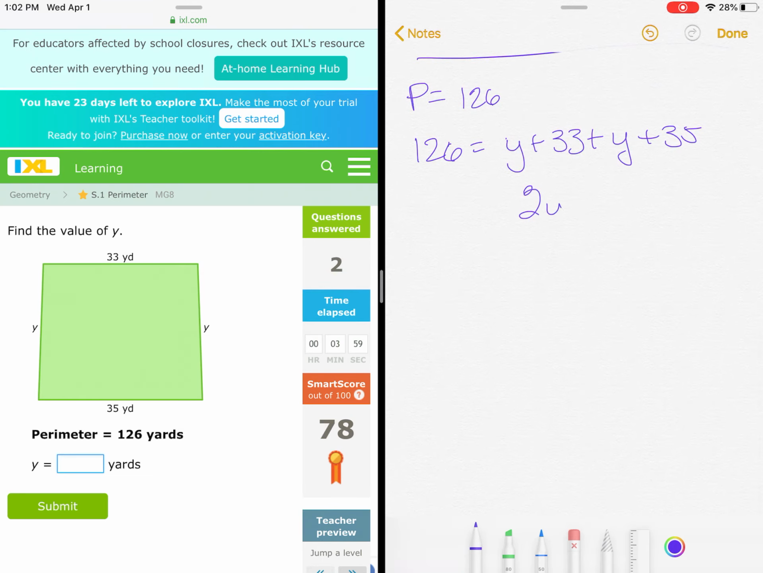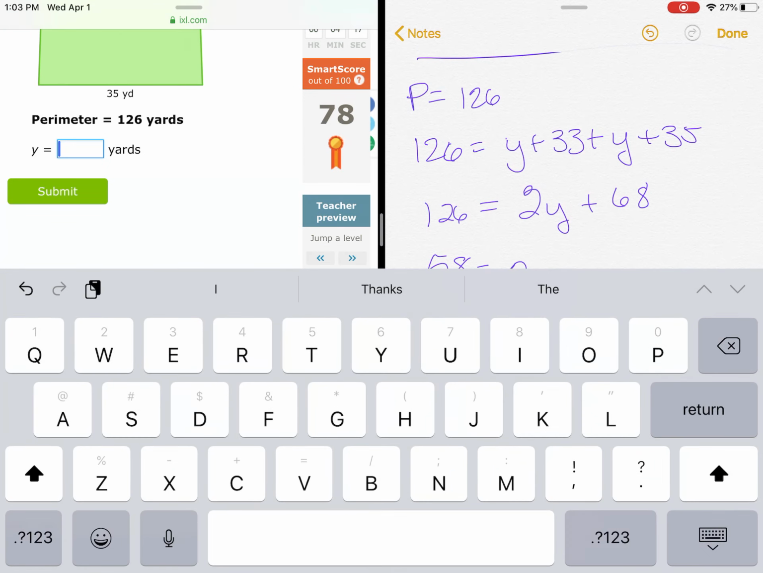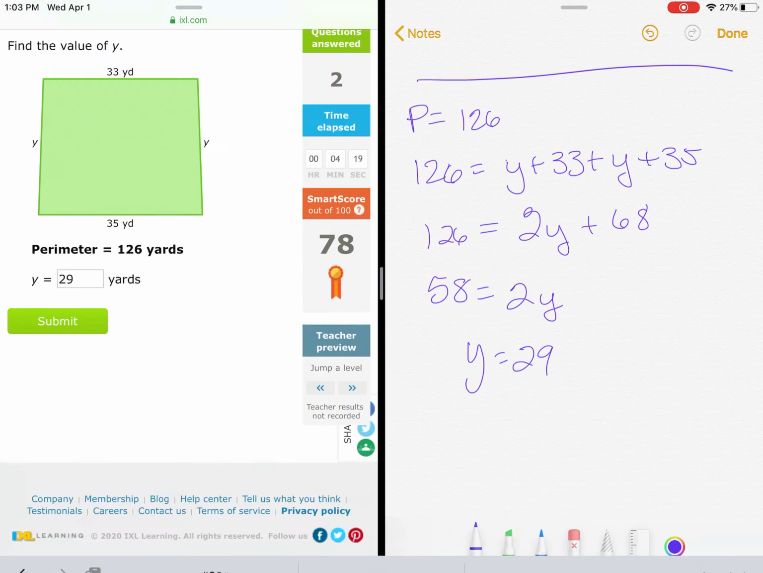All right, so I have 2y plus 68 equals 126. Minus 68 is 58. Divide by 2. You get y is 29. And hopefully I did that right.